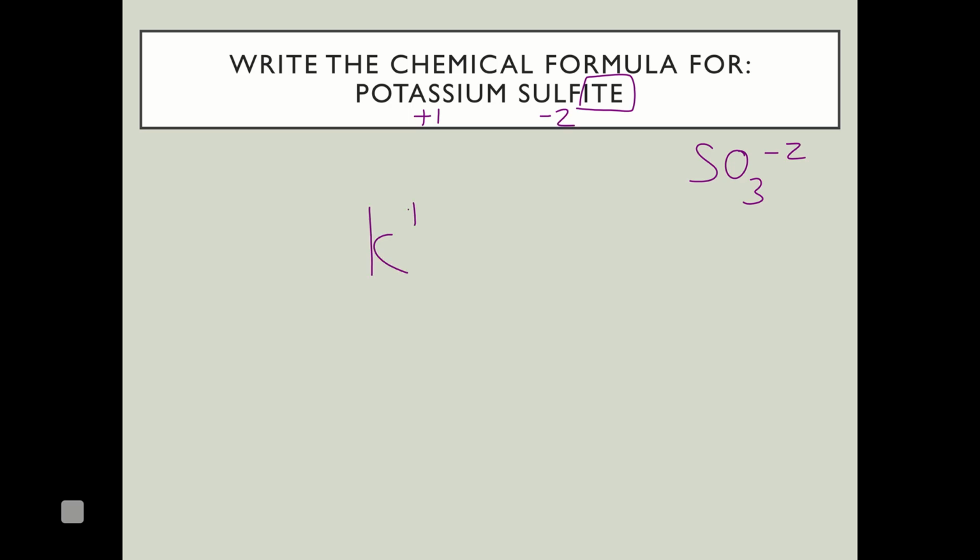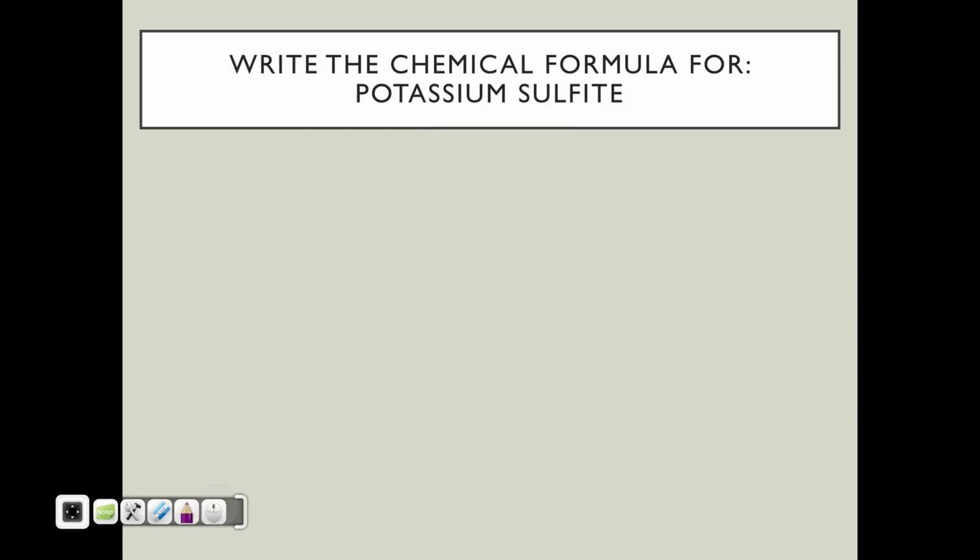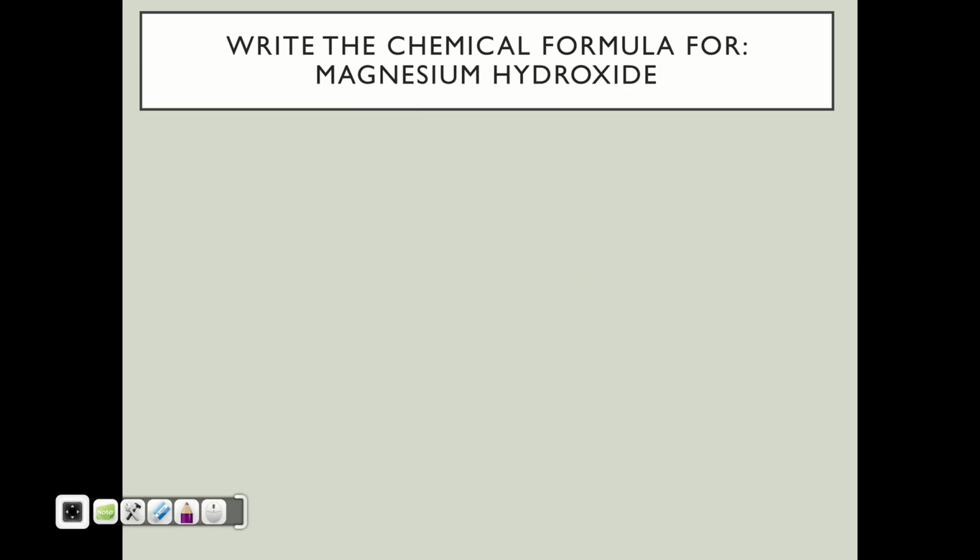We then can do our crisscross method, SO3 minus 2. We crisscross to the outside, and we get K2 SO3. Yes, there's a 1, but we don't need to write it. We do need to make sure that we keep the polyatomic as a single unit. This is what sulfite always looks like. You can never, ever mess with the subscript of a polyatomic ion.